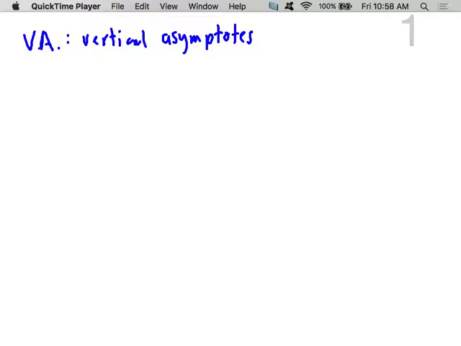So let's talk about vertical asymptotes. How do I get a vertical asymptote? Stop talking, Cam. You've done enough talking already. Mary, how do I get a vertical asymptote?